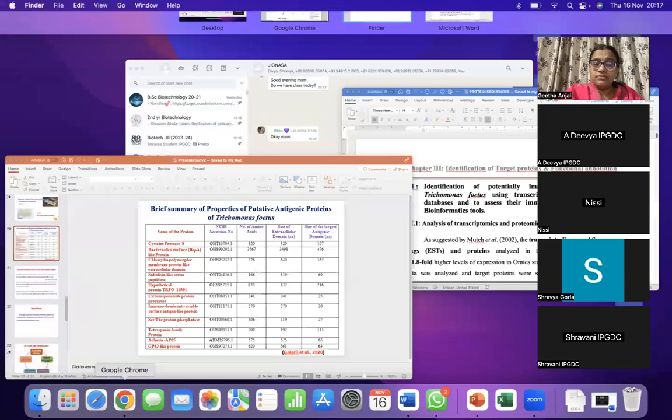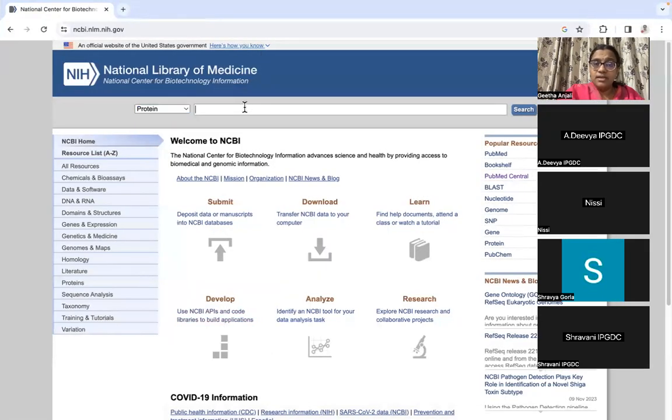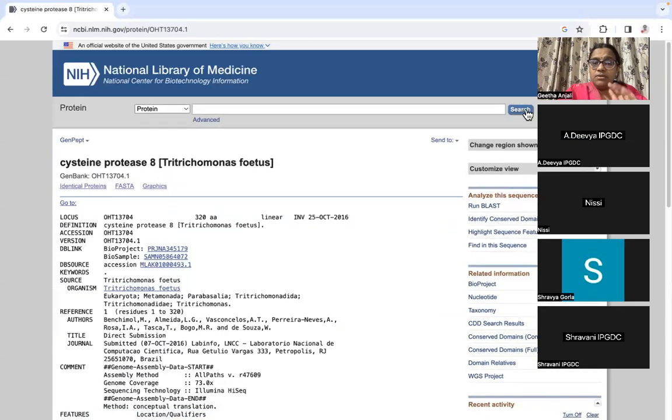So what is the first step? You have to go to NCBI and select protein, because you have to analyze protein. You need protein related information, whether it is the sequence or the number, whatever. So you paste the accession number when you select the protein. Just give a search option. It will take a few seconds, and you will be able to identify. So this is the home page of a protein database called GenPept, wherein you can see the name of the protein is cysteine protease 8.